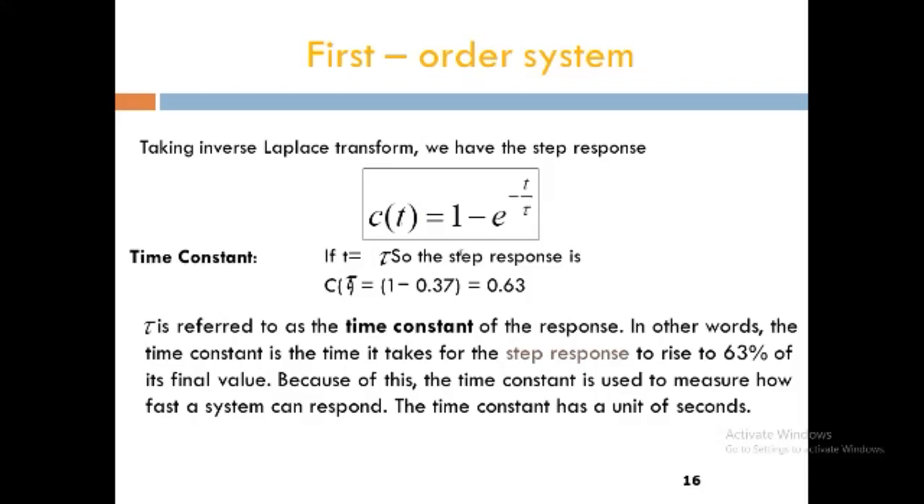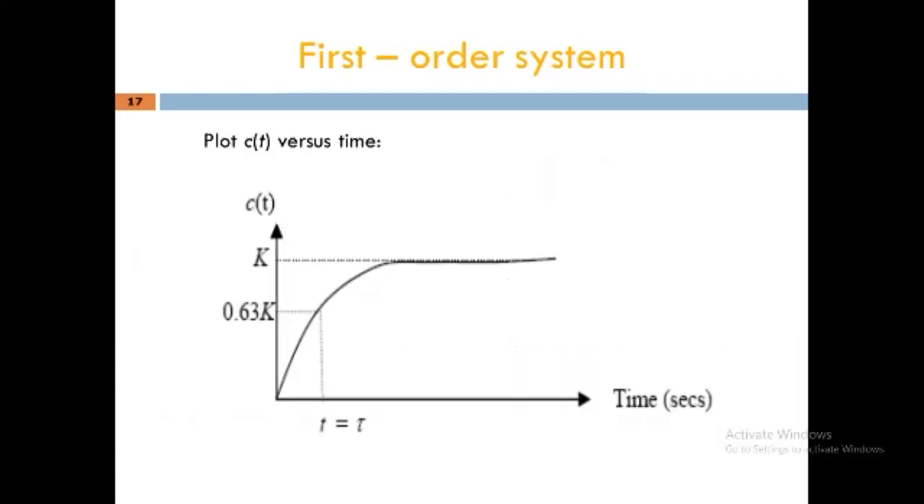In other words, the time constant is the time it takes for the step response to rise up to 63% of its final value. And because of this, the time constant is used to measure how fast a system can respond. The time constant has a unit of second.